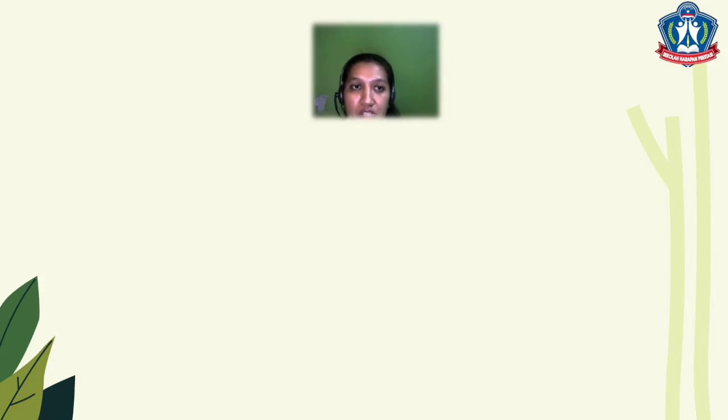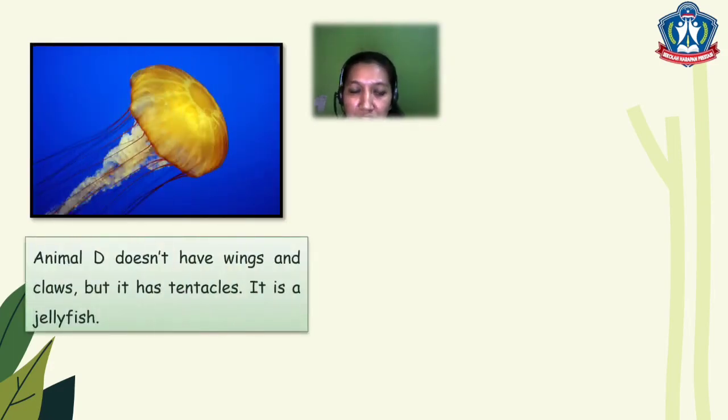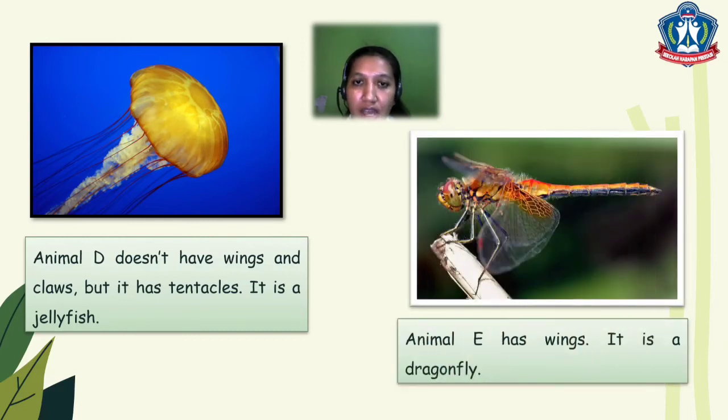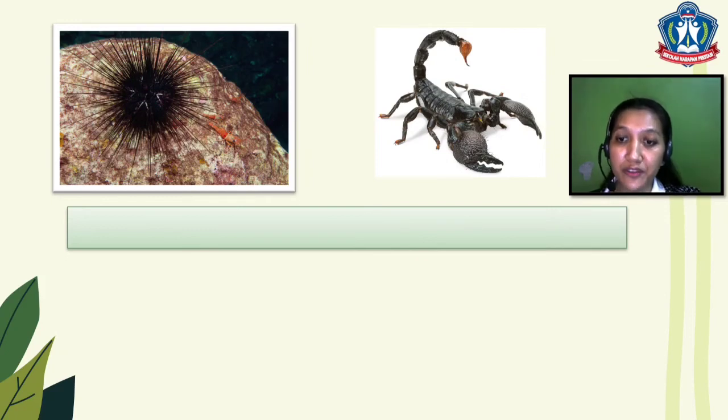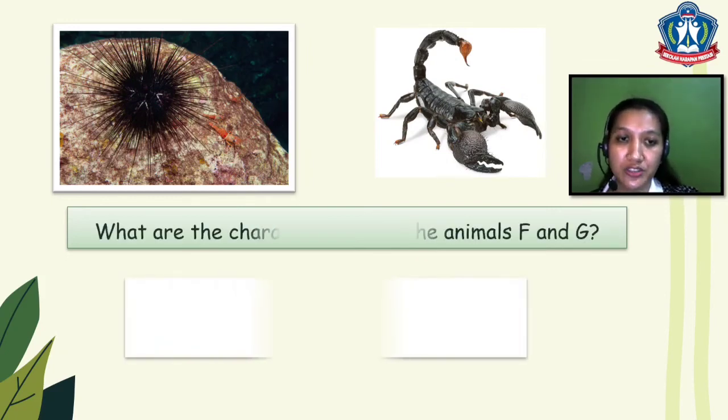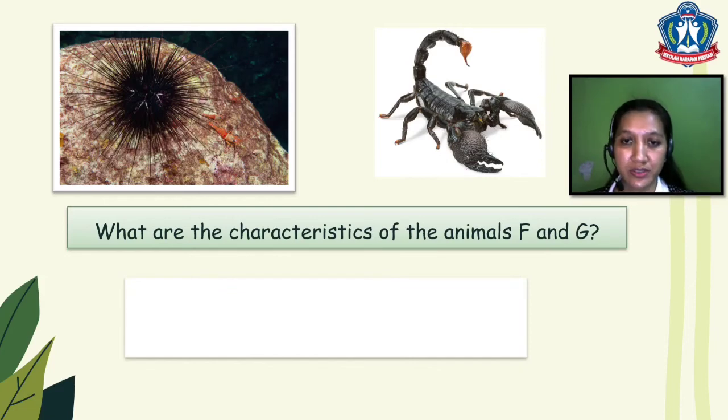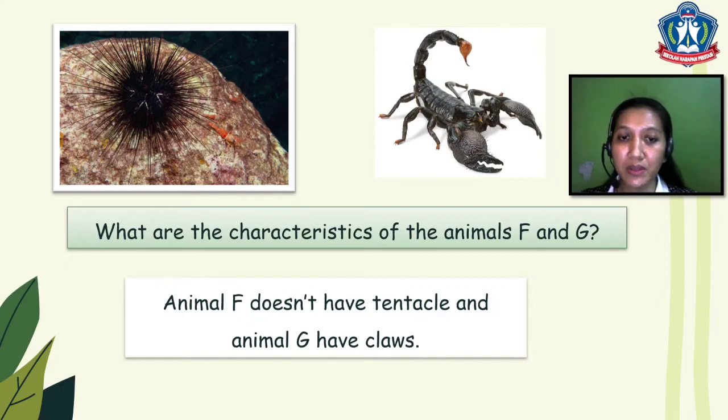So friends, from the identification key before, we know that the animal D doesn't have wings and claws, but it has tentacles. So it is a jellyfish. And for animal E, the animal E has wings, so we know that it is a dragonfly. So from the previous identification key, can you guess, friends? Can you see what are the characteristics of the animals F and G here? Right, the animal F doesn't have tentacles, while the animal G has claws.